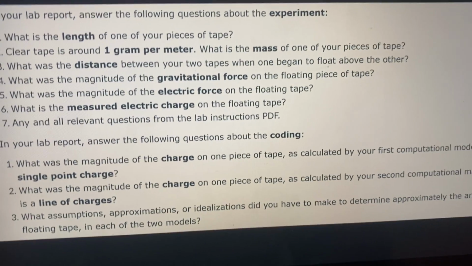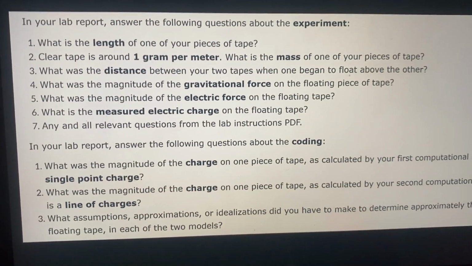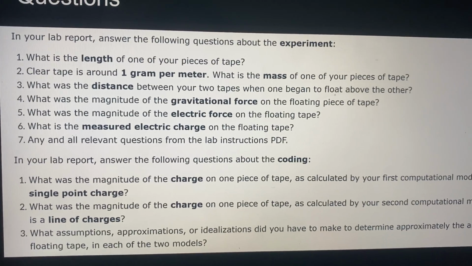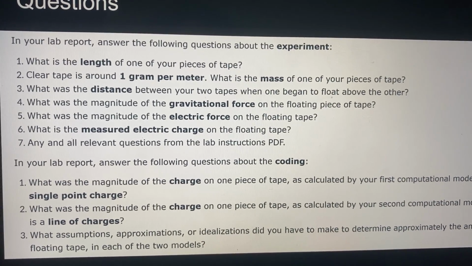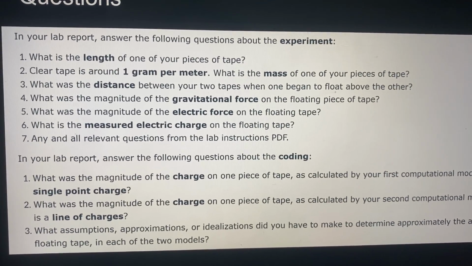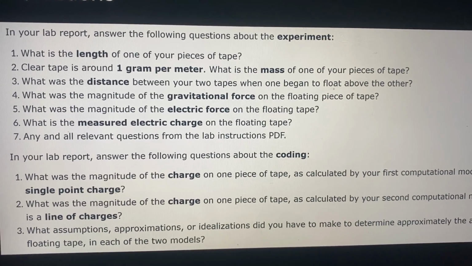I'm just going to run through some of the questions that the lab was asking. What is the length of your tape? About 20 centimeters or 8 inches. Clear tape is around 1 gram per meter, so the mass of our tape was about 0.02 grams. The distance between the two tapes we got was 2 centimeters.